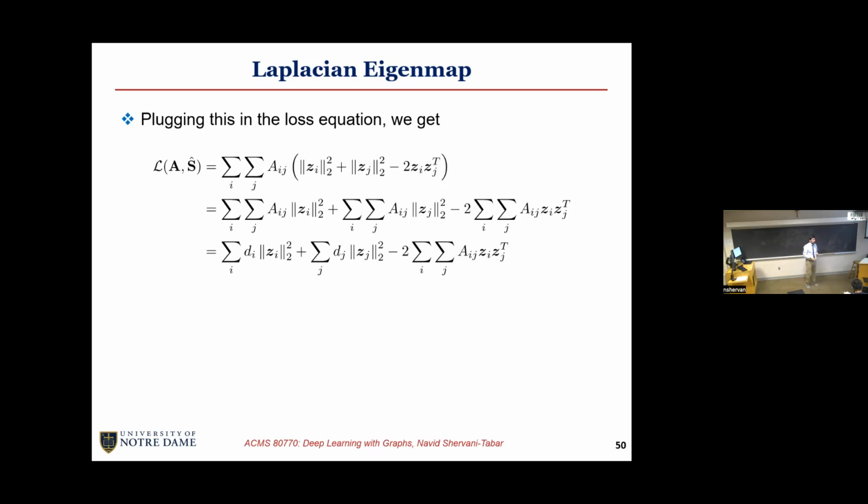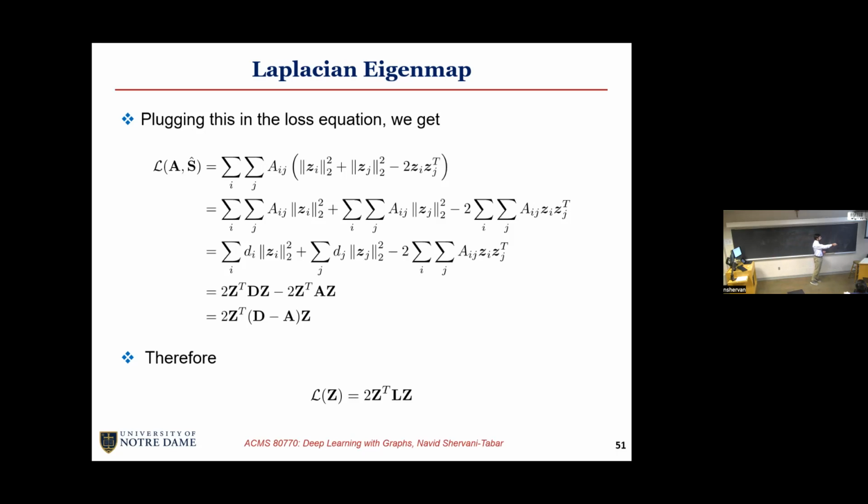Now I can take this back into matrix format, and I can write this as Z transpose D Z, where D is a diagonal matrix that has all the degrees on it. And I can write the other one as Z transpose A Z. Z is just our different embedding vectors stacked together. It's all the nodes together, making a D by V matrix.